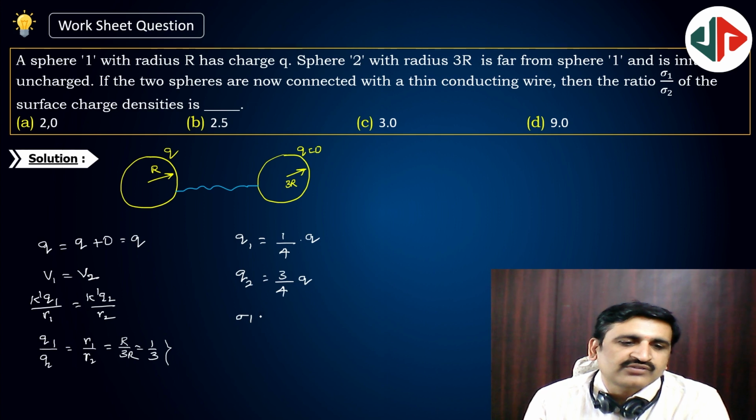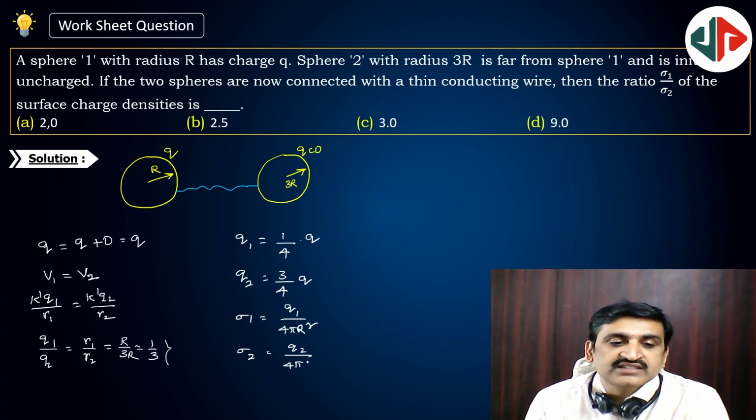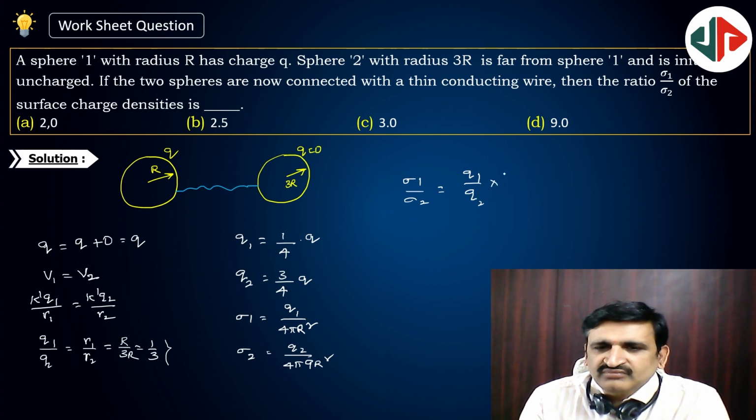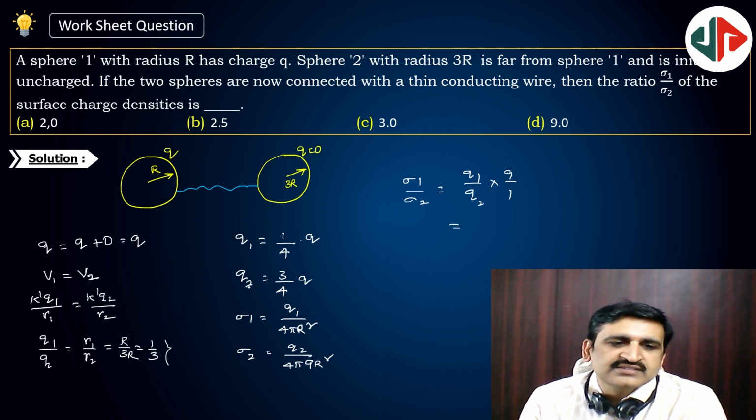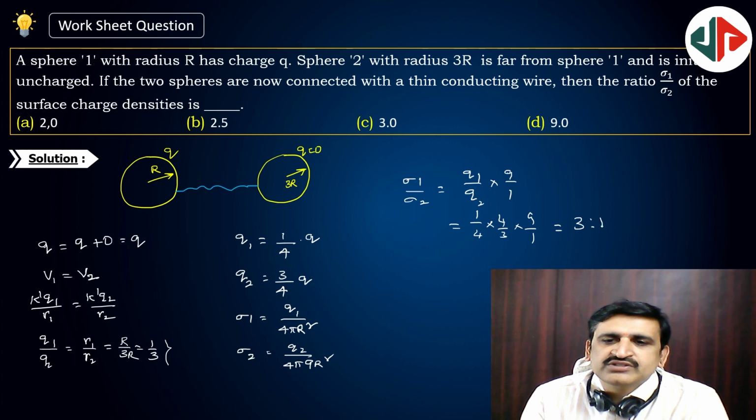Now sigma is charge by its surface area. Sigma 1 is q1 by 4 pi r1 square. Sigma 2 is q2 by 4 pi r square, which is 3r square, 9r square. What about sigma 1 by sigma 2? Sigma 1 by sigma 2 is equal to q1 by q2 into 9 by 1. So q1 by q2 is 1 by 4 into 4 by 3 into 9 by 1. 4 will go, it will be 3:1.